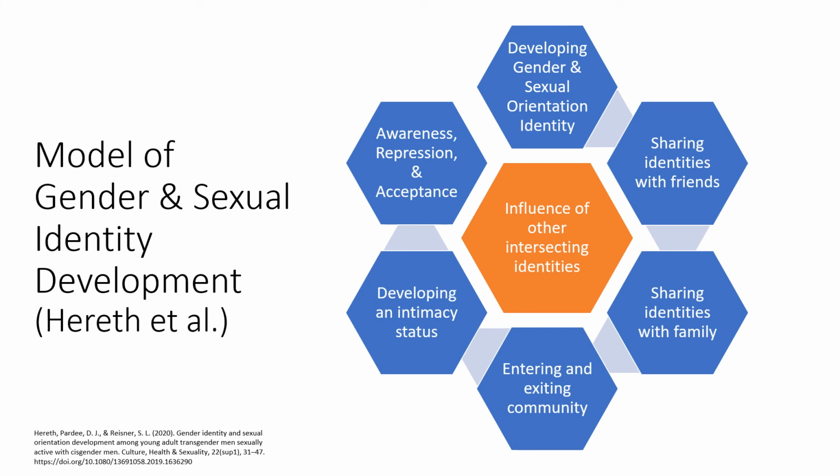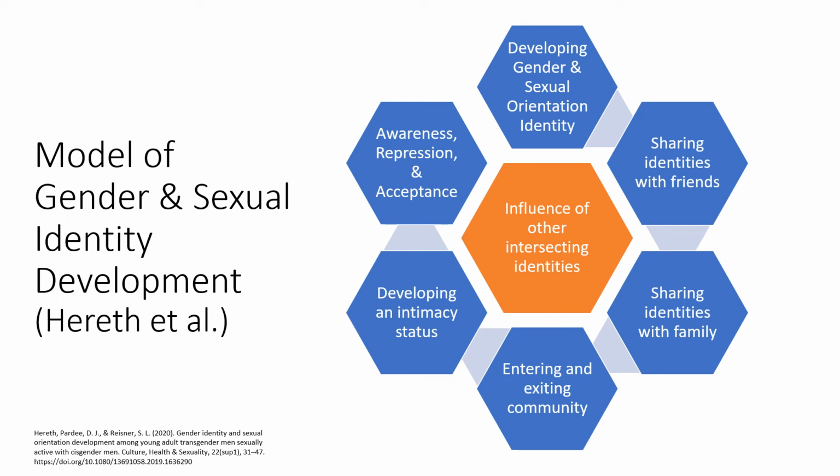So this is a newer model that combines gender identity and sexual orientation in the context of other intersecting identities like race, culture, religion, ability, status. So let's talk through some of these. So developing gender and sexual orientation identity. This could be exploring options for changing one's identity, expression, or body, finding the terms or labels that one might prefer. Awareness, repression, acceptance. This is becoming aware that one's own sexual orientation isn't straight or your gender isn't cis. Sharing identities with friends and family.